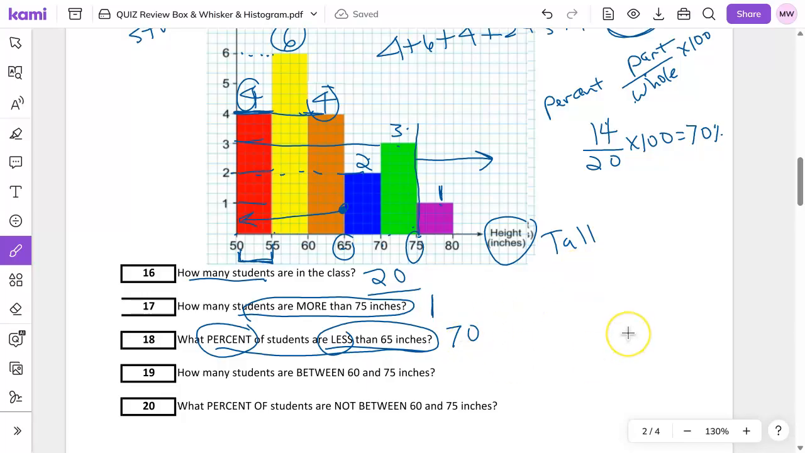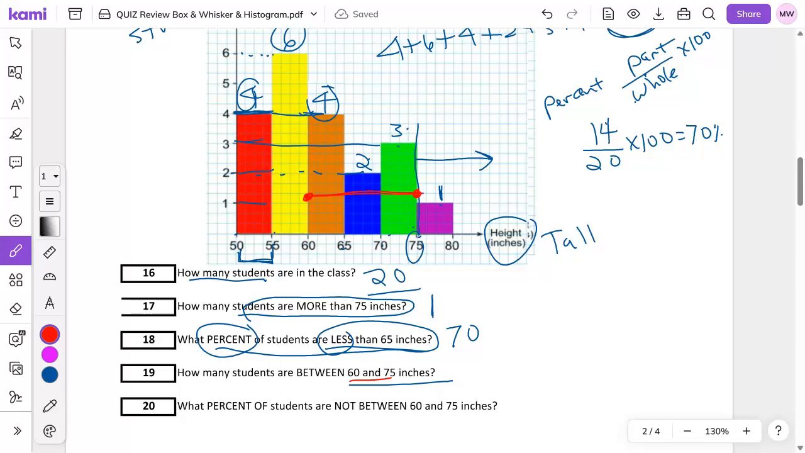How many students between 60 and 75? Between. Okay, so 60 is right here. 75 is right there. So between is in the middle. So that's going to be 3 plus 2 plus 4. 6, 9. Okay, so there's going to be 9. So we add these up right here, plus and plus.